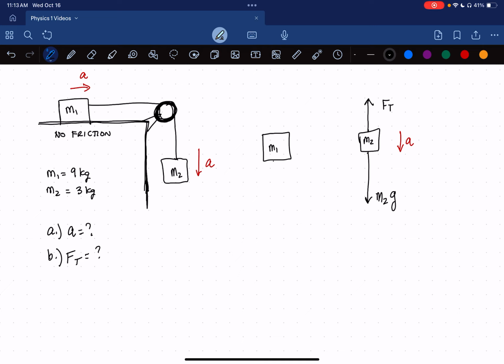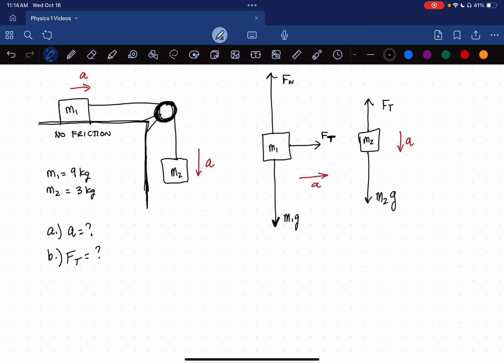Mass 1 also has, in this case, a greater m1g force. It has an equal amount of force, the Fn, normal force, on it, and it's being pulled to the right with a force Ft. I'm going to try to draw that the same length as that Ft there. Same amount of force there. And of course, this one is accelerating in this direction.